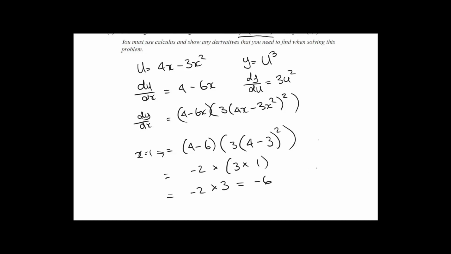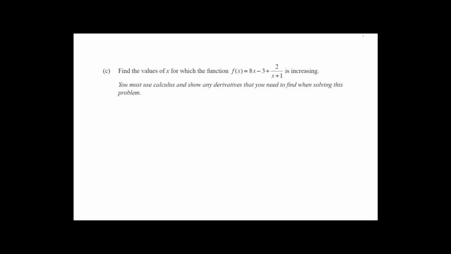So the gradient, I prefer to write it this way, is going to be minus 6 over 1. I always write it as a fraction because remember it's rise over run. All right, on to part C.